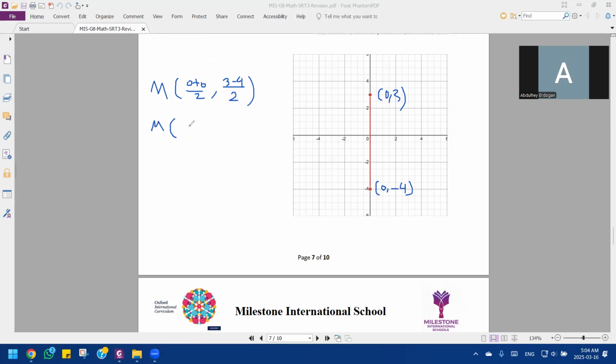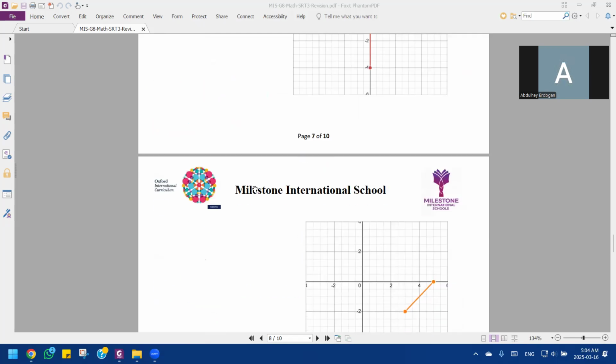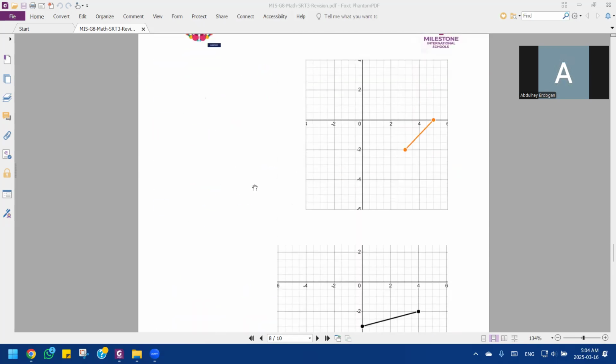Now we find their values. 0 plus 0, 0, divided by 2, 0. 3 minus 4 is -1. Divided by 2, -1 over 2, or minus 0.5. X is 0, y is minus half, so it's here, the midpoint. You don't have to put it on the graph. Do we have more? Yes, that's 2.